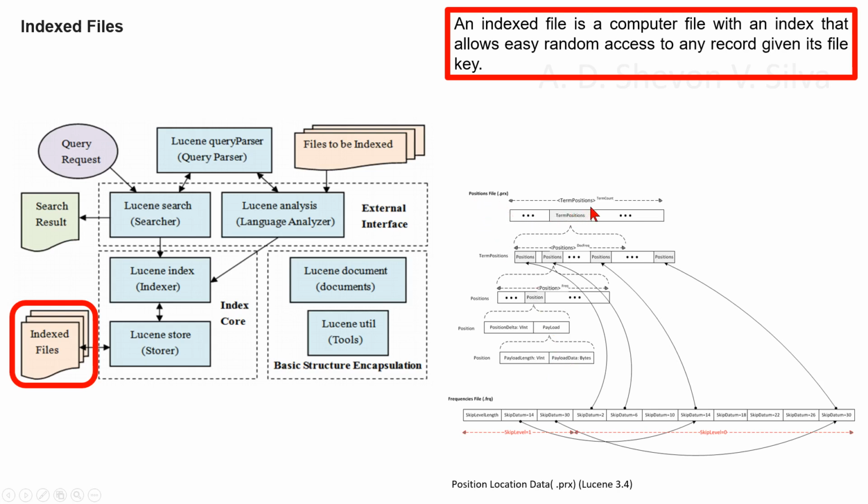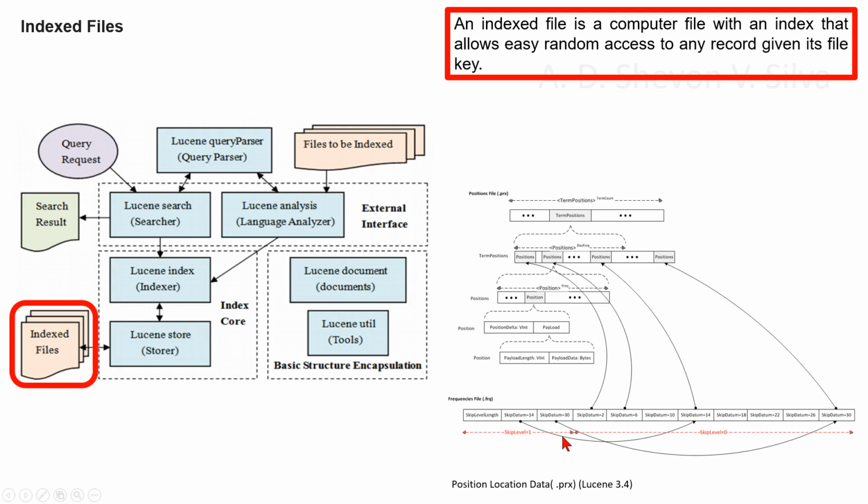Position file .prx: here the term positions, term count. Term positions consist of positions, and positions consist of position and the position freq. Position consists of position delta vint and payload, and payload consists of payload length vint and payload data bytes. And here the frequencies file .frq, skip level length.